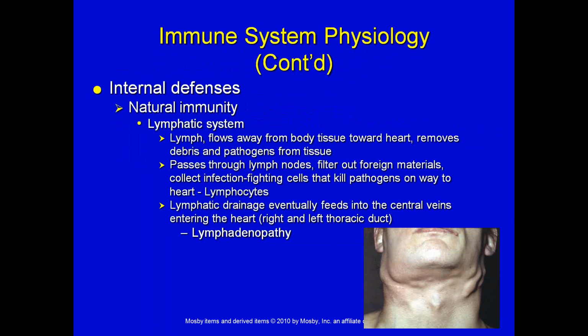In your lymphatic system, lymph flows away from the body tissue towards the heart, and it removes debris and pathogens from tissue. It passes through the lymph nodes, and the lymph nodes filter out the foreign materials. They collect infection-fighting cells that help kill pathogens on the way to the heart, and those are called lymphocytes. Lymphatic drainage eventually feeds into the central veins, entering the heart through the right and left thoracic duct.